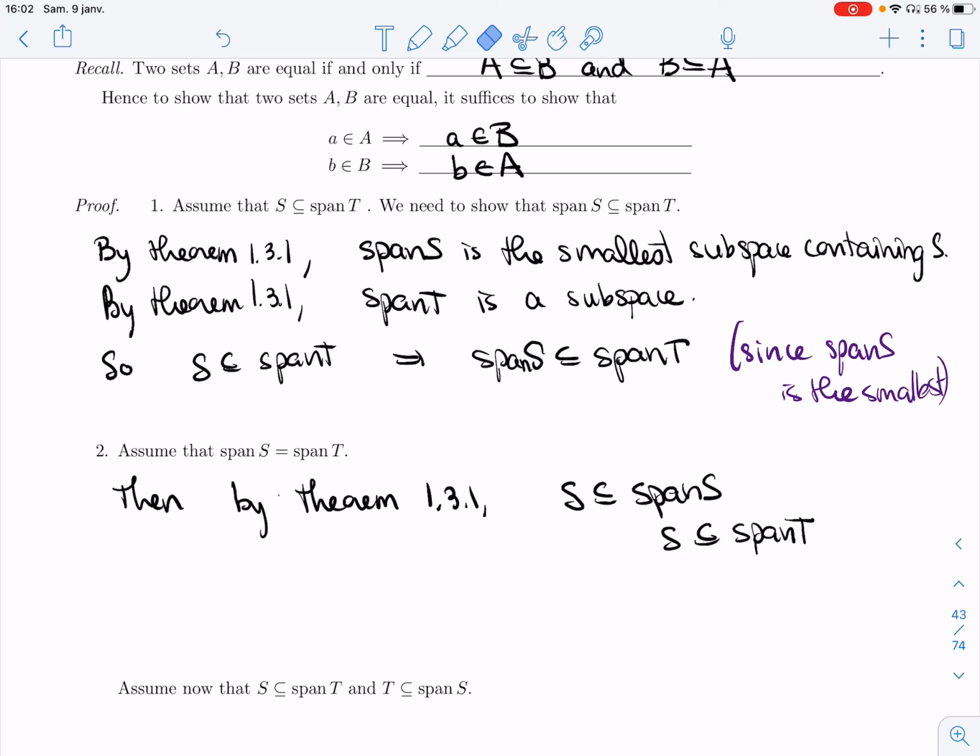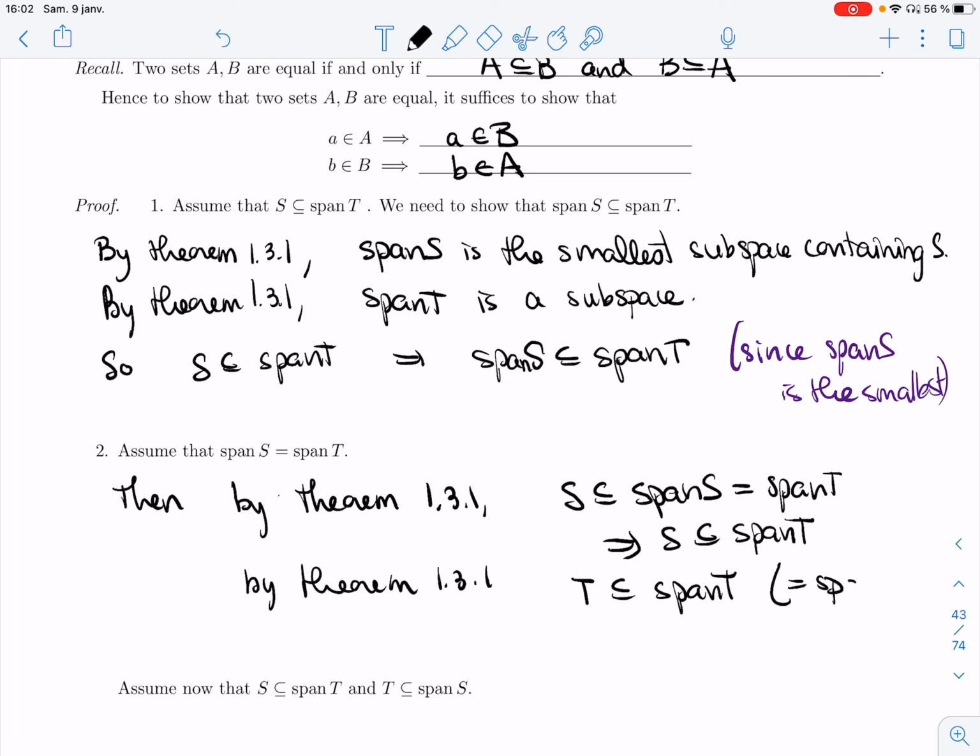And by the same theorem, T is inside span of T, but span of T is span of S, and so T is inside span of S. Sorry, I'm mixing up letters. Too many similar letters.